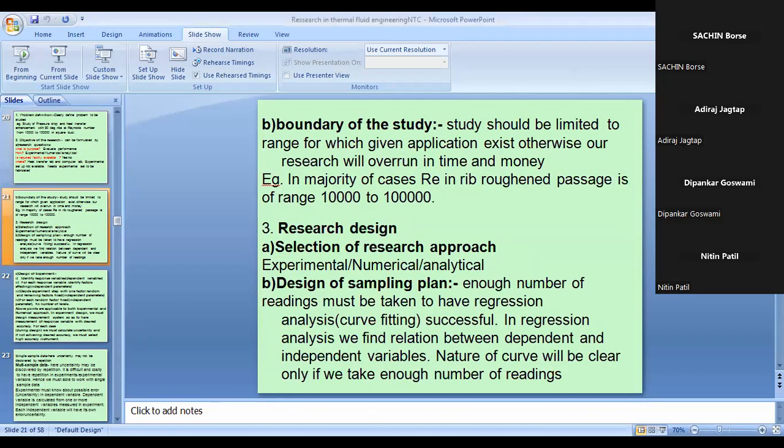Now we also have to decide the boundary or the scope of the research, that is, we have to limit the research. Please understand, our research is conducted in a limited period. We cannot spend 10 years on it. We have to finish it in 2-3 years. So we have to define the boundary of the study in terms of time, in terms of money, in terms of the study. The research should not overrun in terms of time and money.